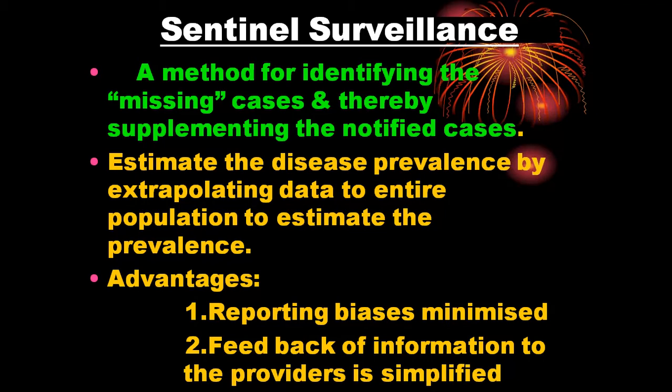So what are the advantages of sentinel surveillance? The reporting biases are minimized. We have some reporting biases. Some people who are reporting a certain number of cases will say, since I'm reporting 20 cases, I shouldn't be reporting just 5, because they will think I am not trying to do my duty well. 25 cases of COVID in my area, it's a bad name. I should only report about 20. So those biases are minimized because there are other sources which will intimate those cases.